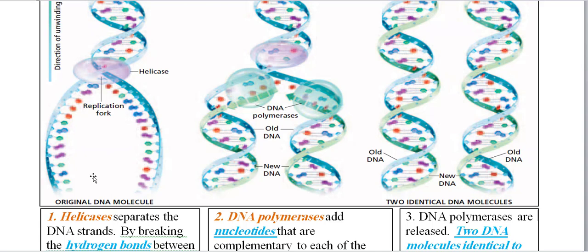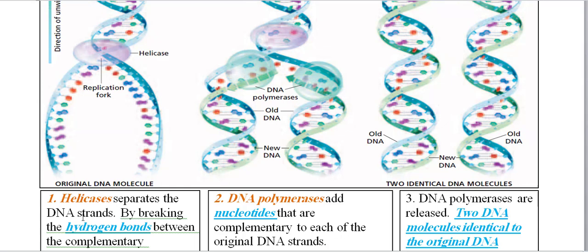The first step of the DNA replication is that the DNA must separate from each other by helicase. Helicases move along the strand of the DNA and break down the hydrogen bonds that make the two strands separate from each other. And DNA polymerases add nucleotides that are complementary to each of the original DNA strands.